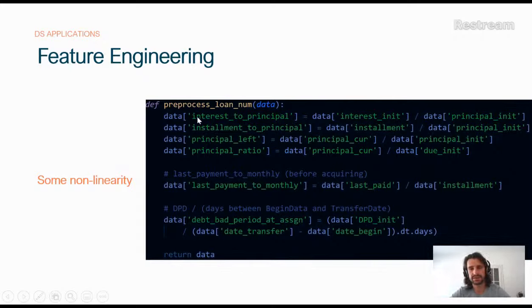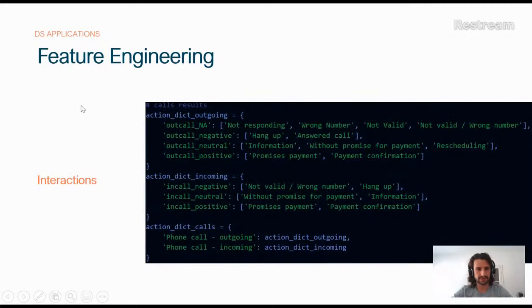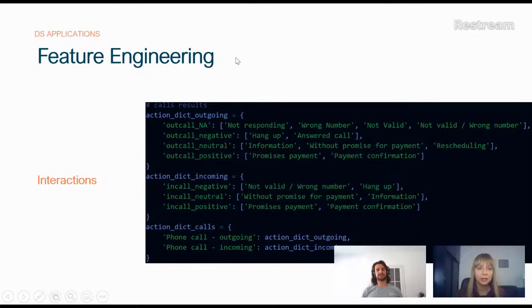So here we create something like interest to principal, or principal left, dividing the principal current by the principal initial. And also we do the same with some time spans, to get some ratios between time intervals. So, feature engineering around the interactions.